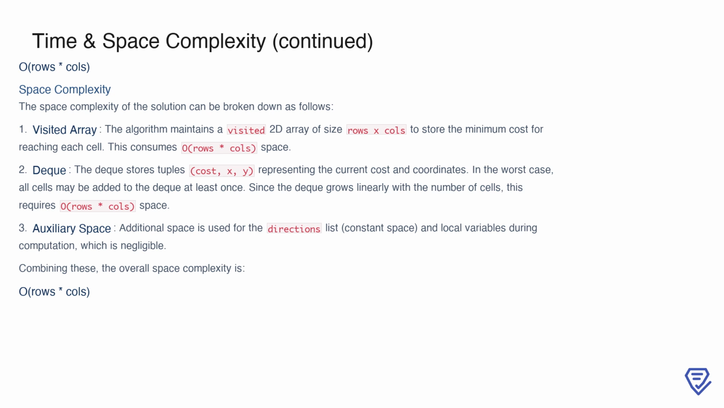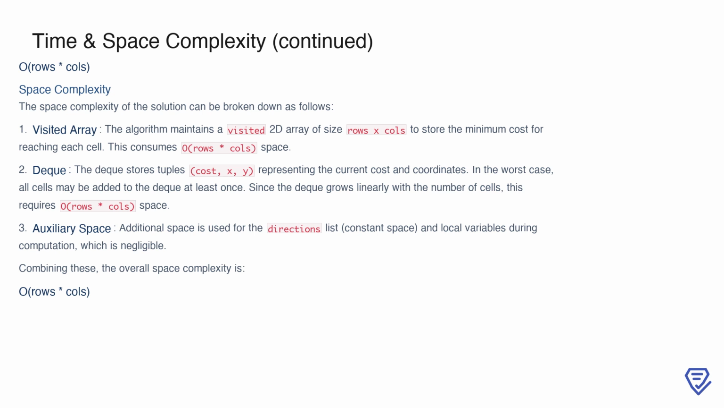The space complexity of the algorithm can also be analyzed by breaking it into its components. First, the algorithm uses a visited 2D array to store the minimum cost for reaching each cell. This array has dimensions of rows x cols, consuming O(rows * cols) space. Second, the deque, which stores tuples containing the cost and coordinates of cells, grows linearly with the number of cells.